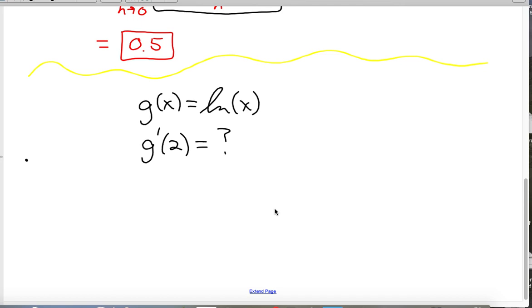And that's a shortcut, but you should know how to do it using the difference quotient like we did in the last few examples. Okay, the assignment is worksheet 2.